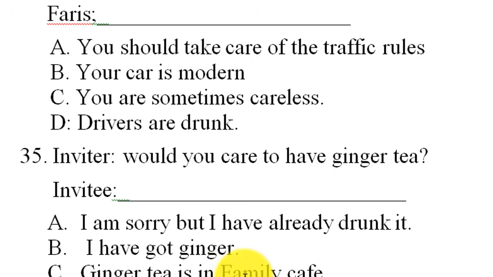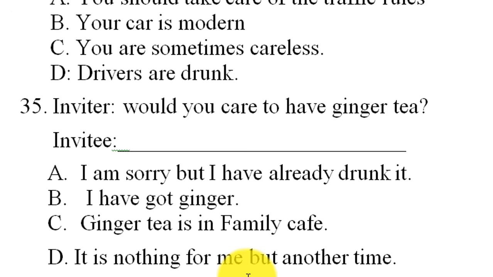Is that right? Because the inviter doesn't identify the place that he's going to invite the invitee, so he cannot give a response. No. It's nothing for me, but another time. What kind of expression is that? If he said it's nothing for me, he doesn't arrange another time to have ginger tea, because nothing for me means he doesn't like to drink ginger tea. So the answer should be, I'm sorry for that because I have already drank it.